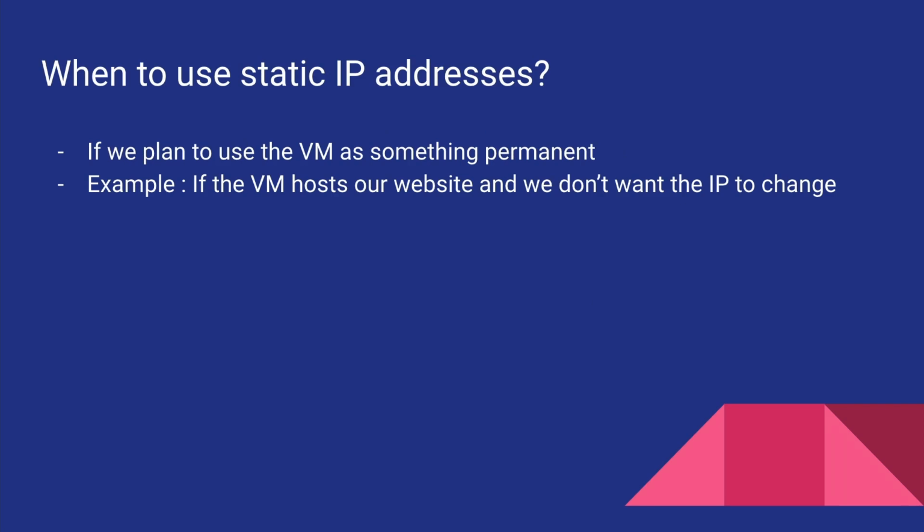Think of it like this. If you have a website, you're going to be pointing your DNS entry to the IP address of that server, then we definitely need to have a static IP. Otherwise, if we had to stop and start the machine for some reason and the IP address changed, then we need to update the DNS entry again. So it's always a good idea to have a static IP address if we are planning to use this VM for anything permanent.